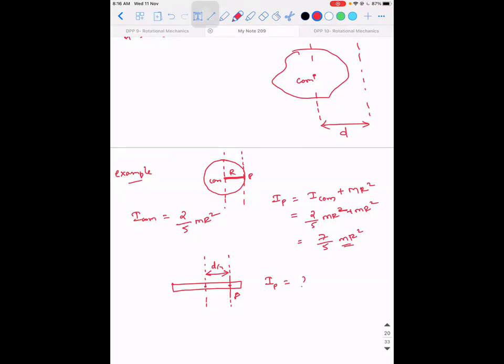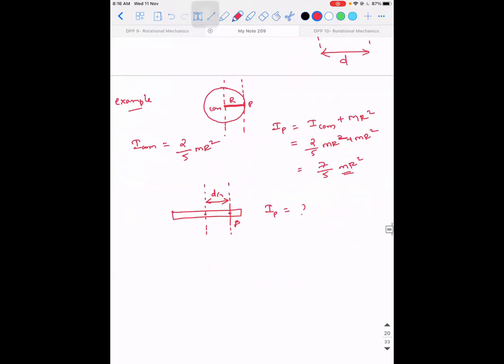Sir, the length of the whole rod is considered to be d. The length of the rod is taken to be d. Okay, sir. Or is it 7 md square by 48?